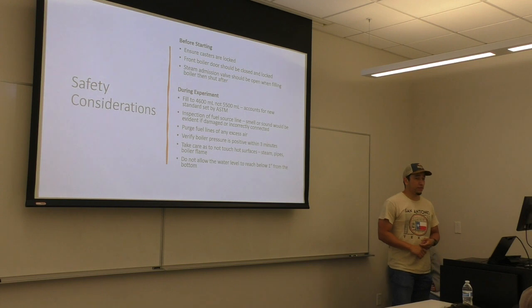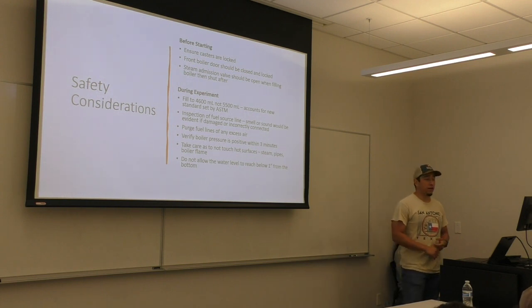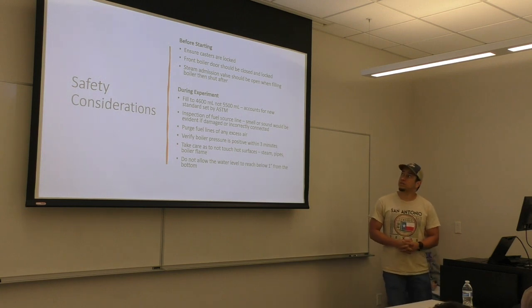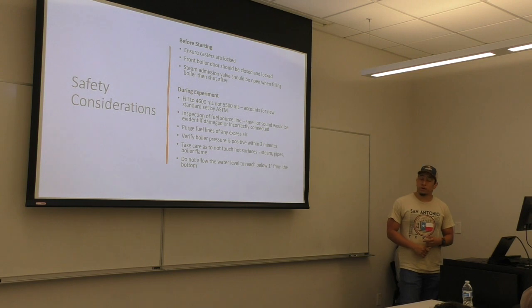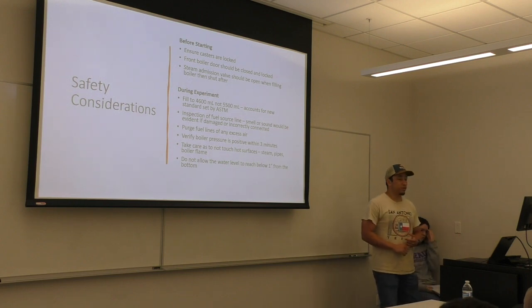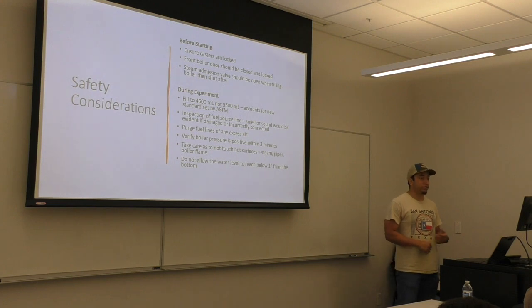So for some safety considerations during the procedure, we want to ensure that the casters are locked. There are a lot of moving parts, a lot of high temperature parts, so we don't want those to move easily. We also want the front boiler door to be closed at all times. It should be obvious. The steam emission valve should be open when filling the boiler, then shut after. This is to ensure that water is actually getting into the boiler. Operating the boiler at not normal water level conditions could damage or potentially hurt someone.